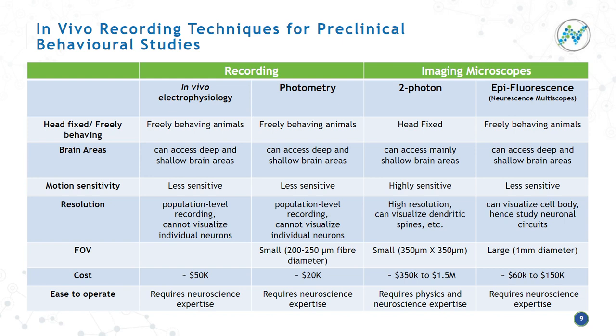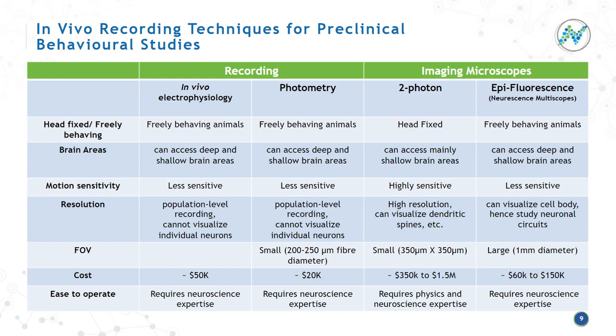Now, the other set of techniques are imaging techniques. The imaging techniques are, again, in two sets. One is 2-photon imaging and one is epifluorescence imaging. A main difference between 2-photon and epifluorescence is in the resolution. In fact, 2-photon imaging was invented to have very high resolution. The resolution is so high that you can study dendritic spines with this technique.